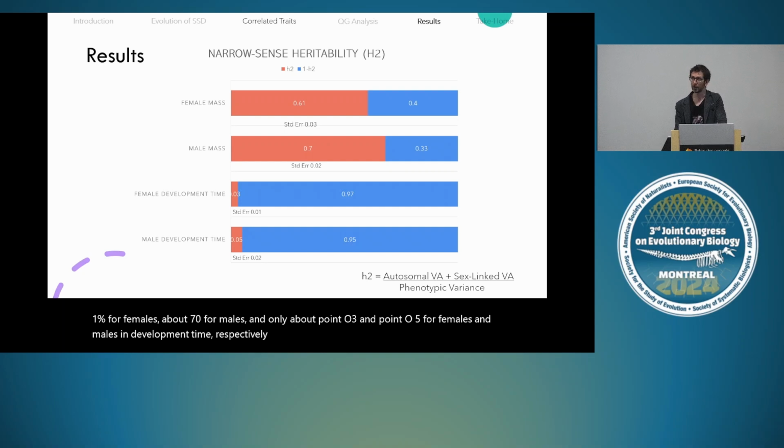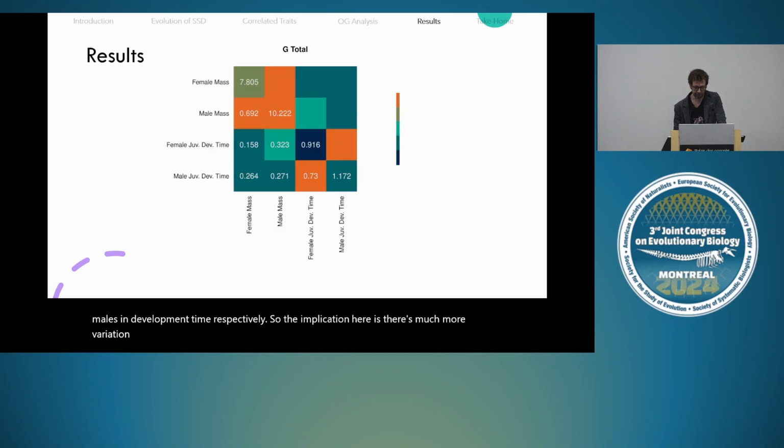So the implication here is there's much more variation for one trait than the other. But here we've got a G matrix on the diagonal, top left down to the bottom right. What you're seeing is mean standardized variances.